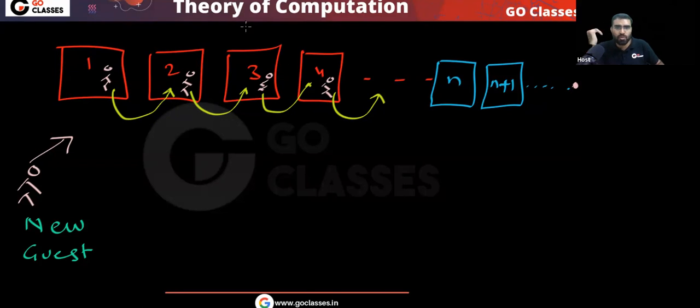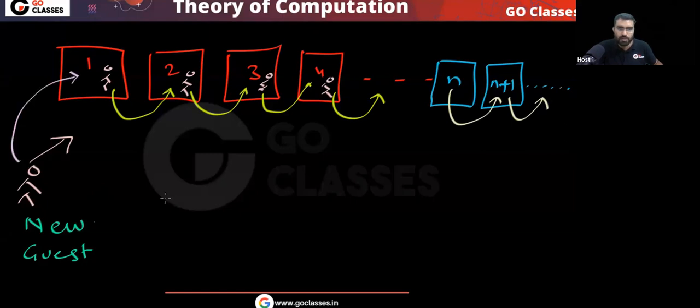Arey, there is no last room. Yes or no? This is what I'm saying. There is no last room. So, very simple point: this person will shift here, this person will shift here, and finally, what will happen? This room will be empty and this person will go here.